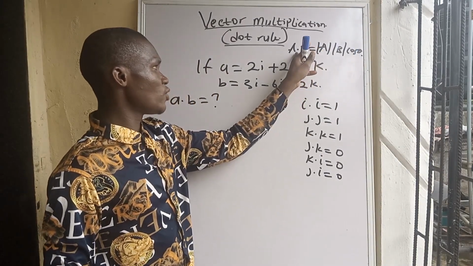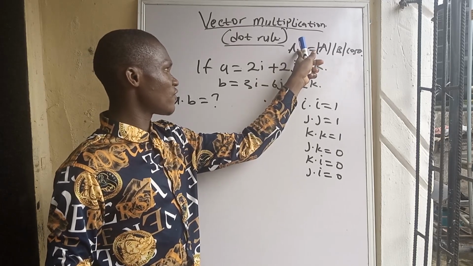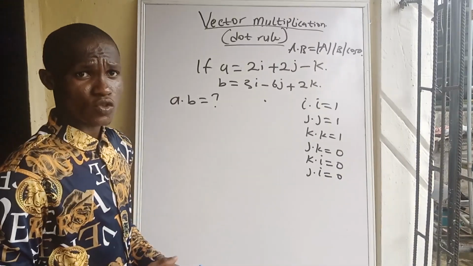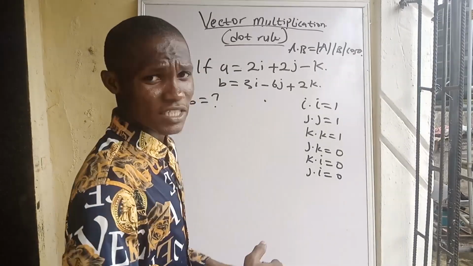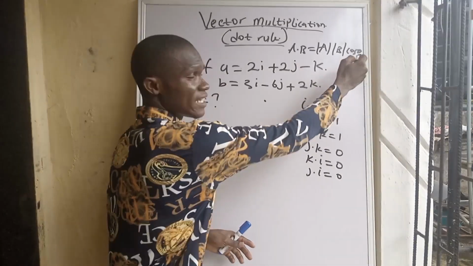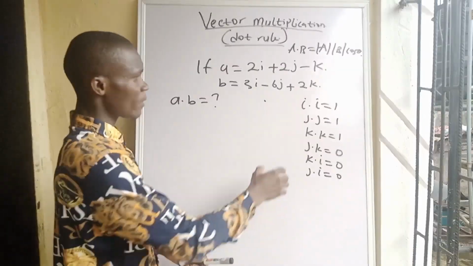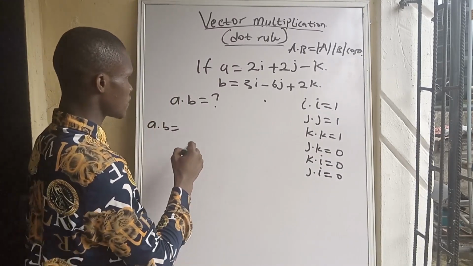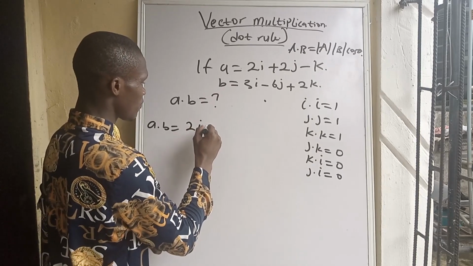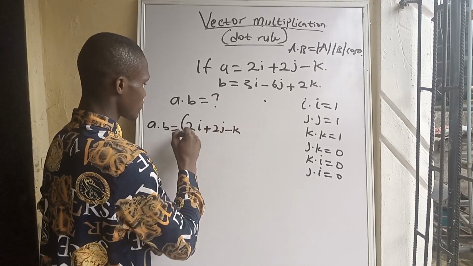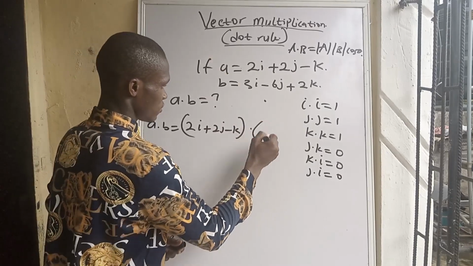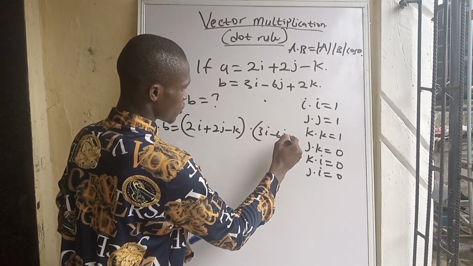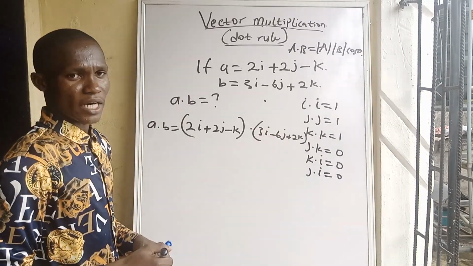Remember the sign here is dot, which we are going to use in the course of this study. At the end of this calculation, we are going to look for the angle. The first thing we are going to do, applying all these rules, is bring down our a. If a dot b is equal to this, I will write a as 2i plus 2j minus k dot, right? 3i minus 6j plus 2k. We close the brackets.